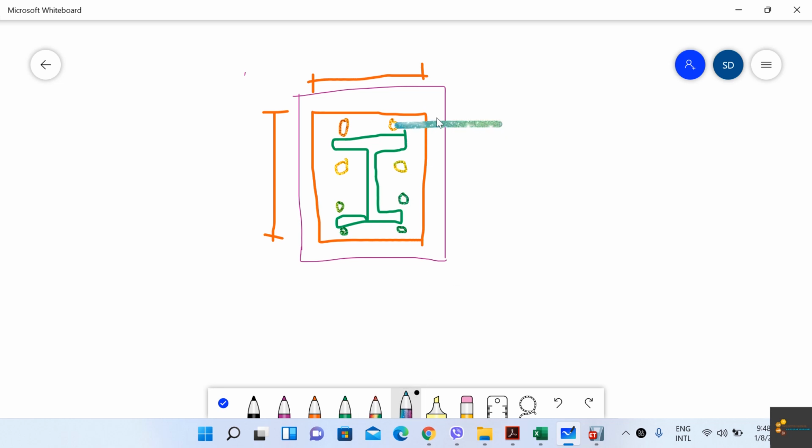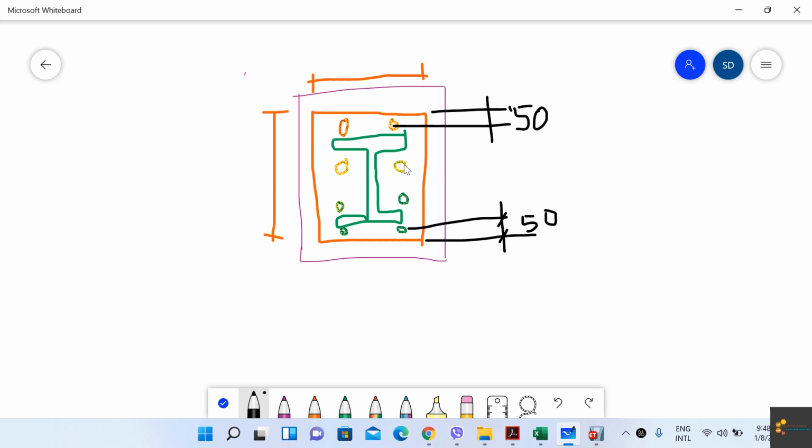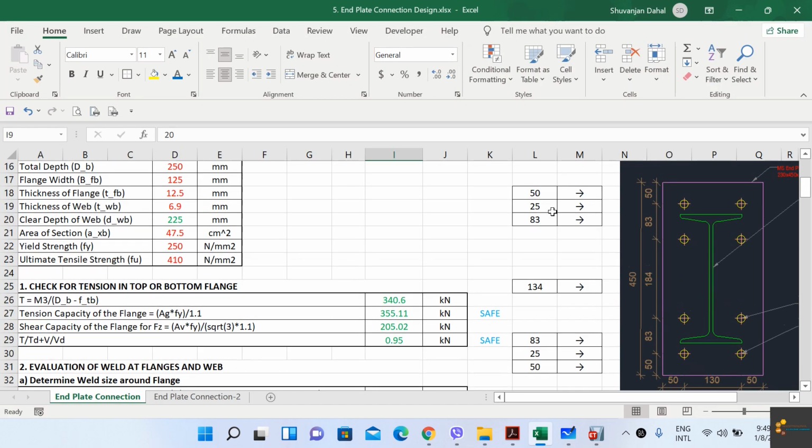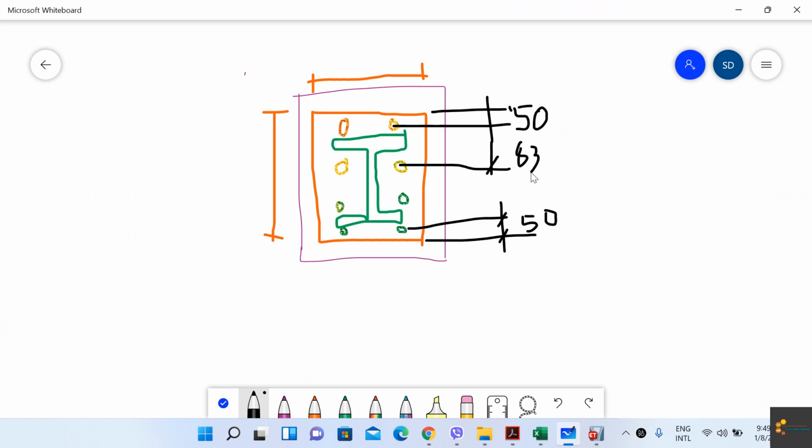So let me suppose that the distance between the center of this bolt and this edge of end plate is 50 mm. And also the center of this bolt and the other edge of the plate will again be 50 mm. Then the distance between this center of bolt and this center of bolt will be, let us suppose, 83 mm. And again this will also be 83 mm. And since the total length of our end plate is 400 mm, this middle distance will be 134 mm. You can calculate this by doing 400 minus 2 times 50 minus 2 times 83. You will get this to be 134 mm.